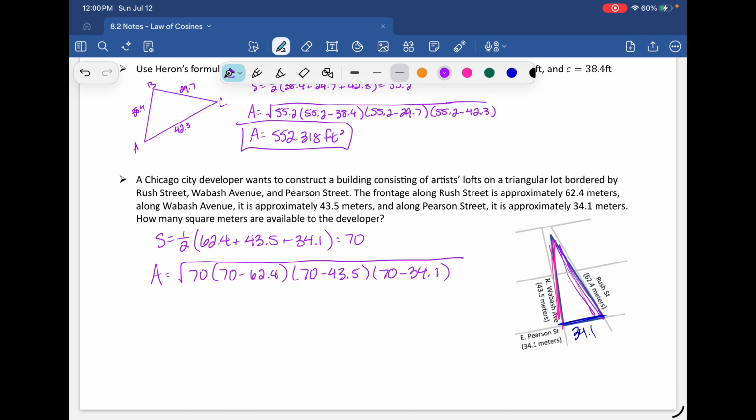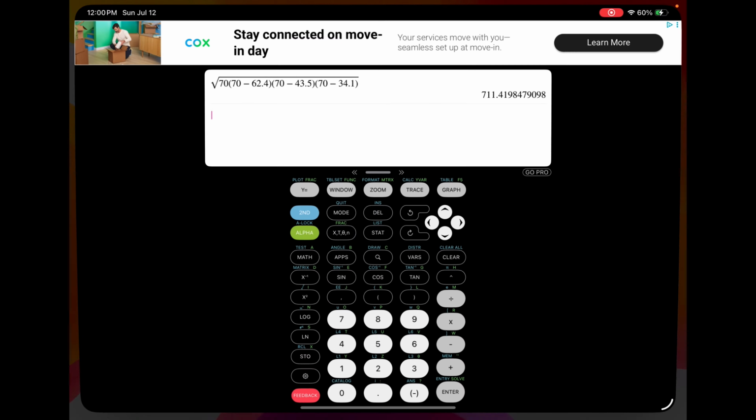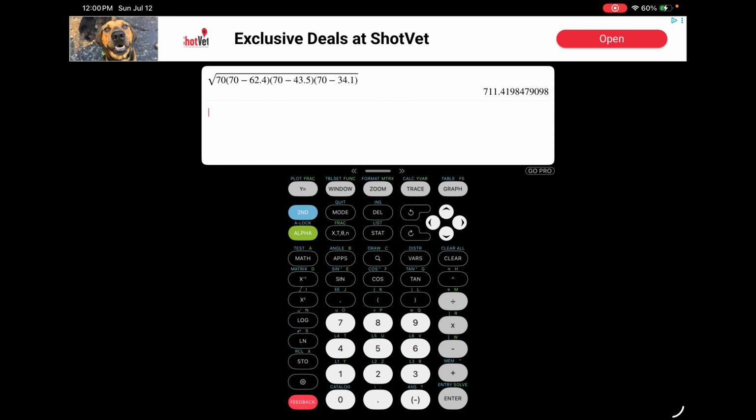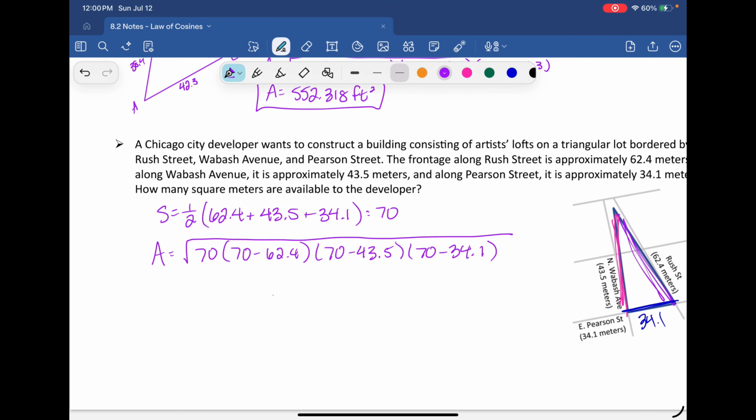All right, now that I've got it all typed in the calculator, I've got it in Desmos, 711.420. Got it in my graphing calculator, same answer, 711.420. We've got our area: 711.420 square meters.